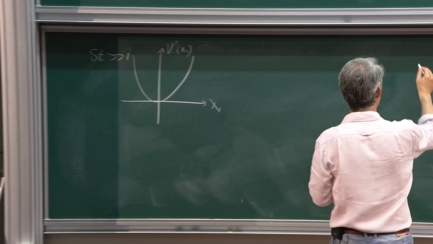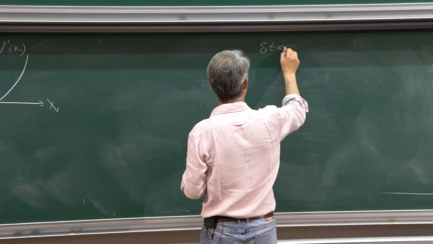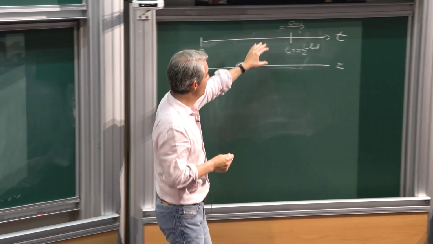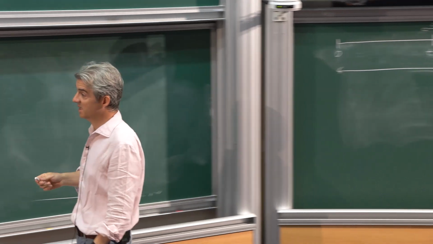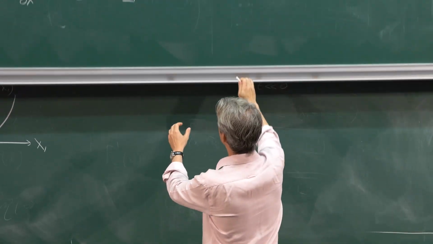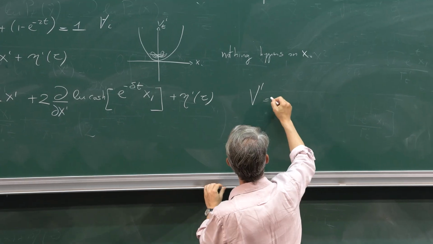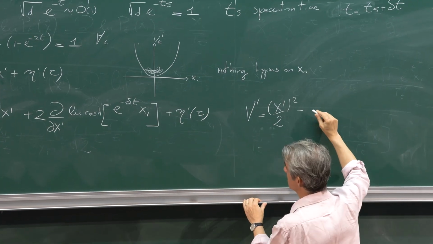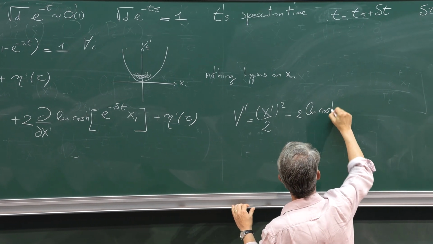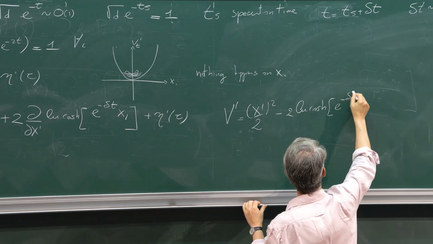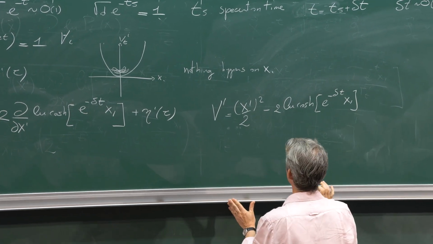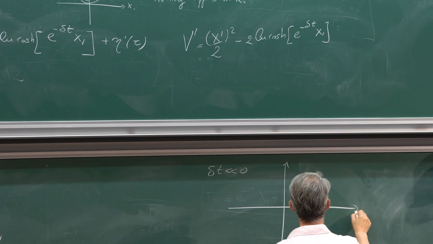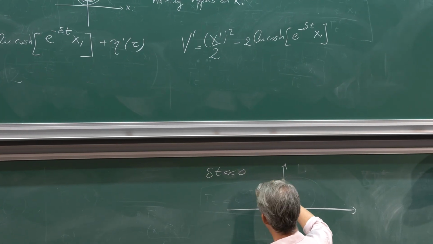Now what happens instead when delta t is much less than 0. We are still of order 1, but we are around here. Maybe I should write what the potential is. The potential V1 is equal to x1 squared minus twice log of exponential minus delta t and x1. If you stare a little bit at this, you get a potential which has this form.